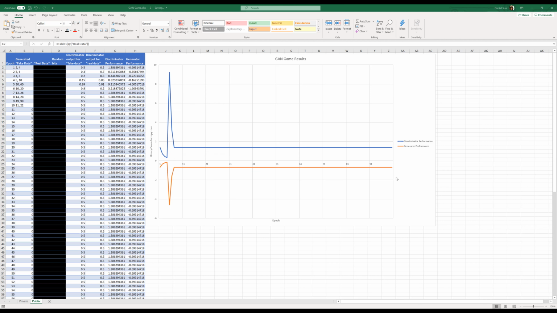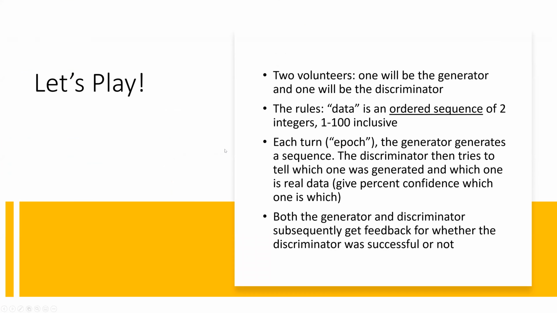All right, let's go back to the PowerPoint. Now you can think of what happens if the data is, instead of an ordered sequence of 2 integers from 1 to 100, an ordered sequence of 100 pixels, each with an RGB value, which is 24 bits. That's going to be a lot more complex. But we can use the same idea, the same architecture, to train the generator and discriminator to learn how to generate data that comes from an input distribution.